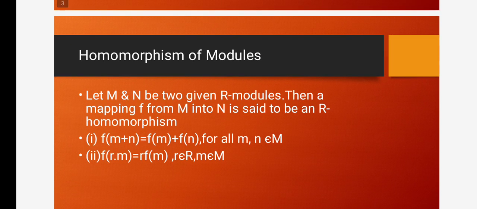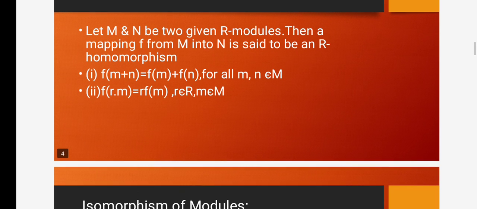Next, homomorphism of modules. M and N are two R-modules, then a mapping f from M to N is said to be a homomorphism if it satisfies two properties. f of (m plus n) is equal to f of m plus f of n for all m, n belonging to M. Second, r is a member of the ring, m is a member of M, then f of (r dot m) equals r dot f of m.